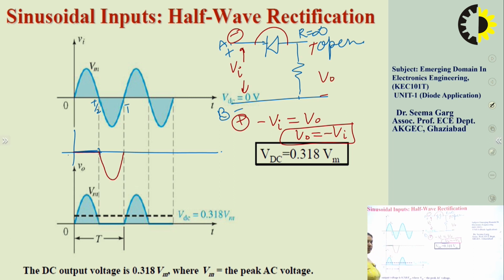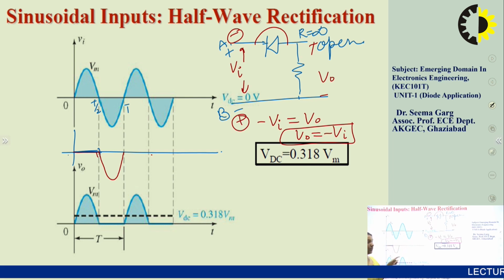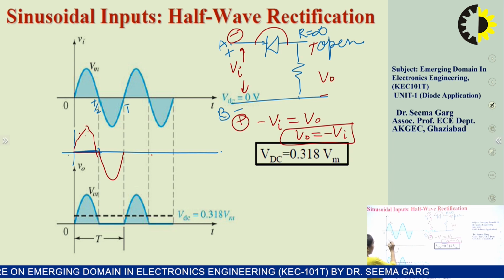So here we can see that by changing the orientation of the diode, or flipping the diode, the direction of the current across the load resistance also gets changed. So here we are going to clip off the positive half cycle, and another name of this type of half wave rectifier is positive clipper, because in this case the positive half cycle has been clipped off.